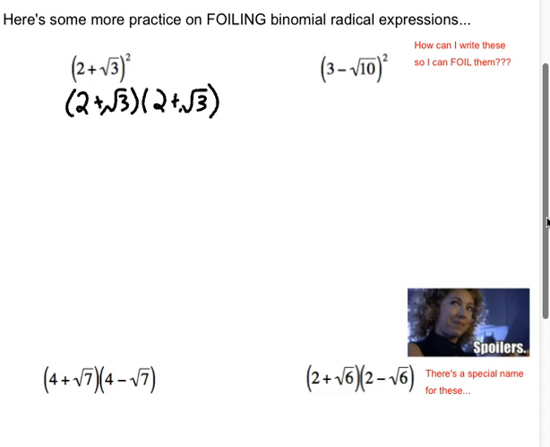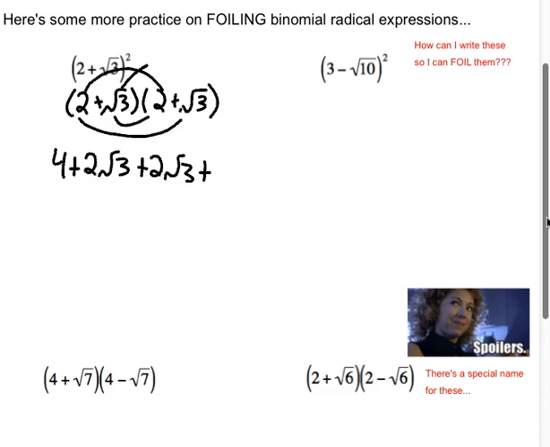It is critical you remember to write it out that way because now you can get 4 plus 2 square roots of 3 plus another 2 square roots of 3 plus square root of 9, which is just the number 3. So ultimately, 4 plus 3 is now 7. Then 2 plus 2 is 4. This really doesn't take much more effort than what I was having to do yesterday.